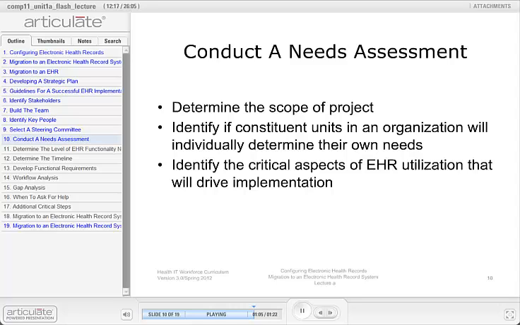The needs assessment can also identify the critical aspects of implementation that may drive implementation. For example, meeting the meaningful use criteria might be identified as the primary reason for an organization to migrate to an EHR.